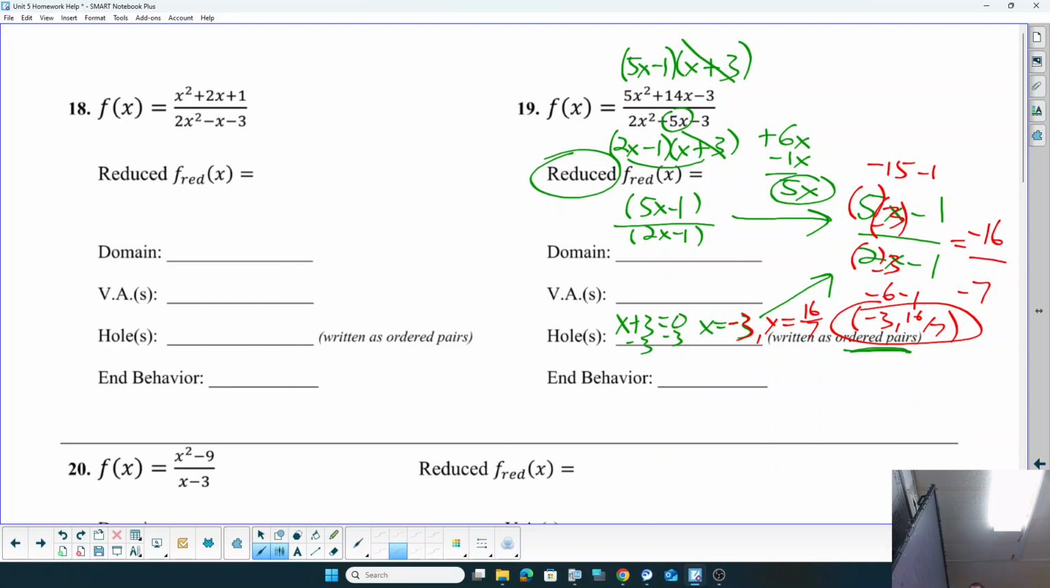Very crazy with our fraction there. But we'll take it. We'll take it.